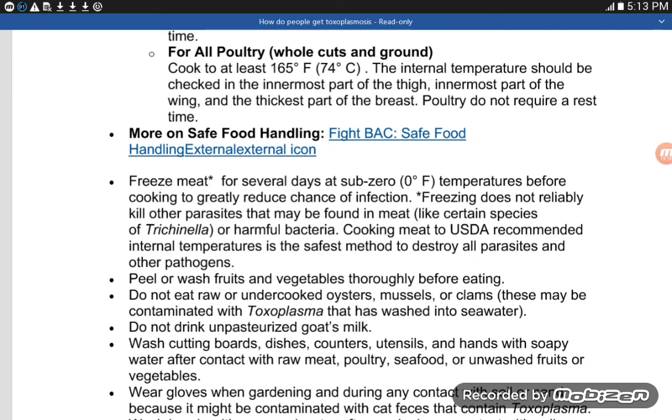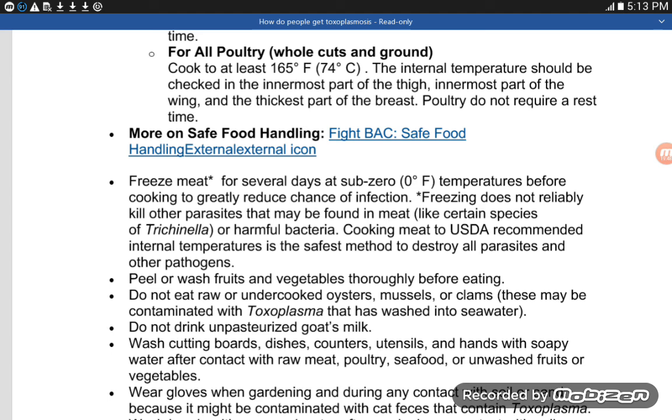Do not eat raw or undercooked oysters or mussels or clams. These may be contaminated with Toxoplasma. So here also we can avoid raw or undercooked meats or shellfishes, and do not drink unpasteurized goat's milk. And another one, goats are also one of the intermediate hosts. So if you are taking goat's milk, you have to pasteurize it or boil it well and then drink it.